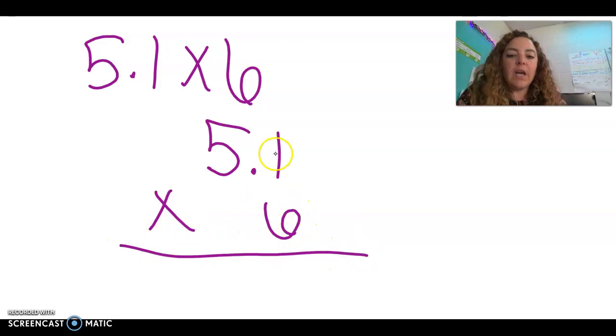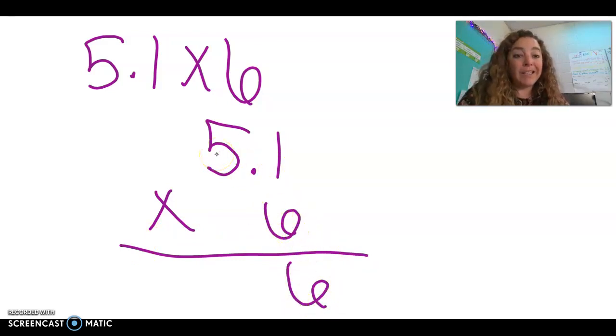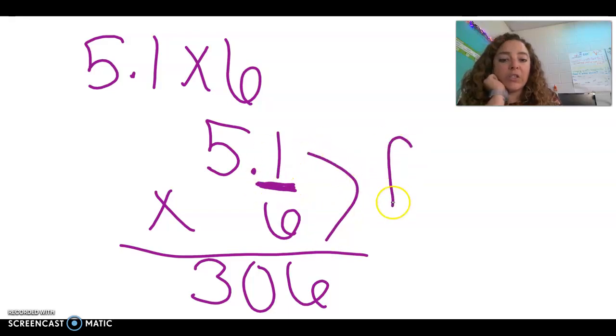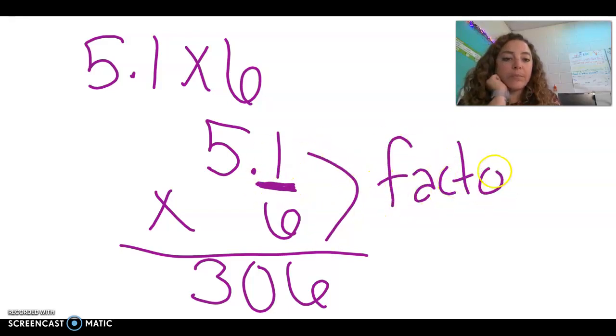Okay, so 6 times 1 is 6, and then 5 times 6, right? 5, 10, 15, 20, 25, 30. When we multiply that 6, I feel like my video is lagging a little. So 5 times 6 is 30. And then we count how many digits are behind the decimal in the factors. So these are the factors. Okay, and this is the product.